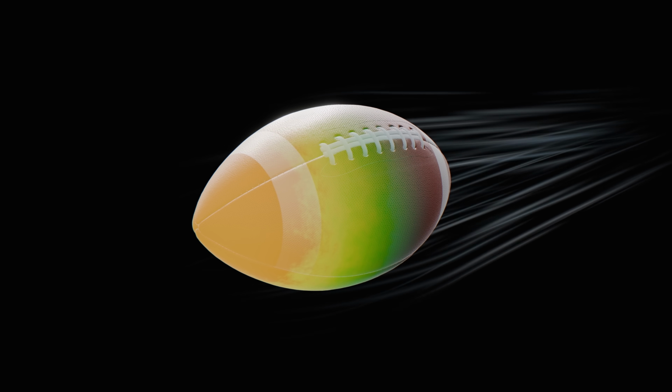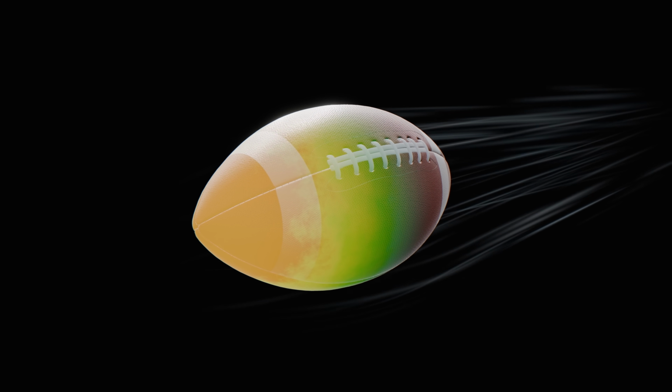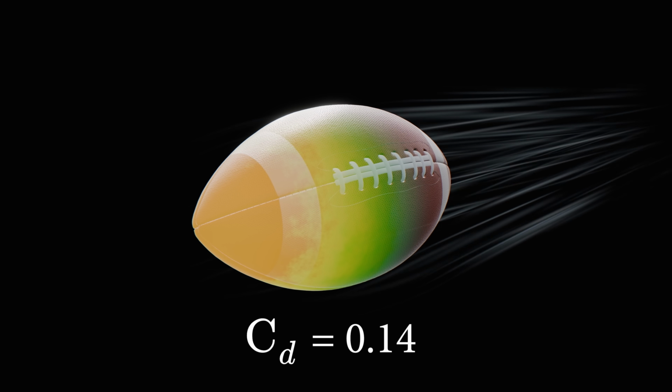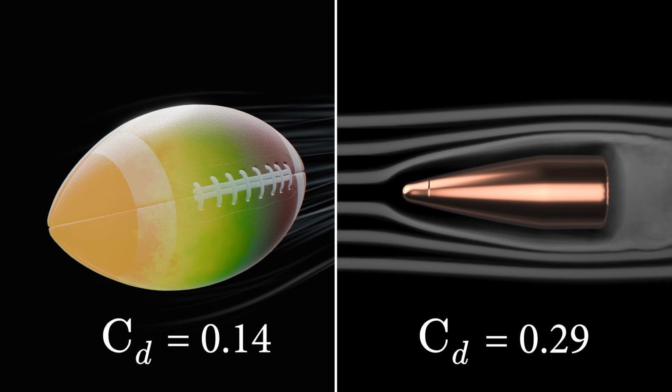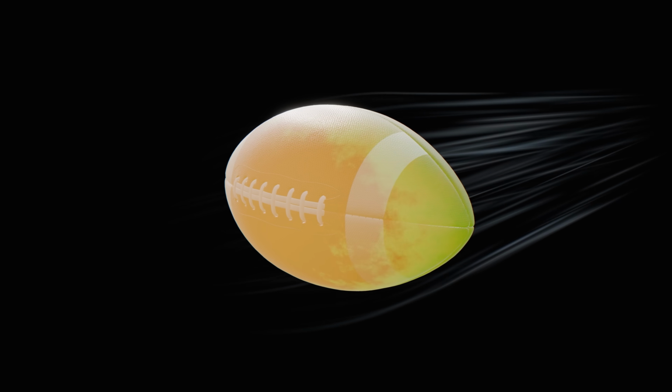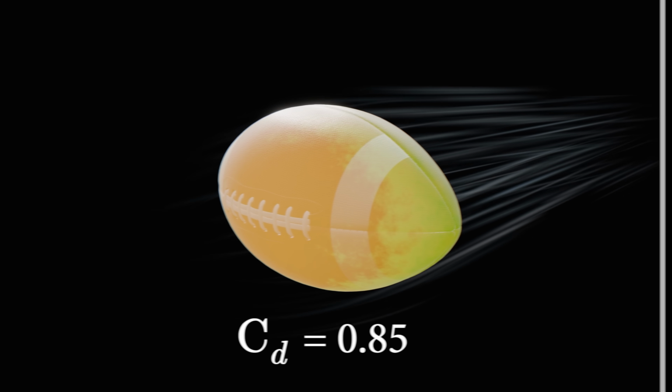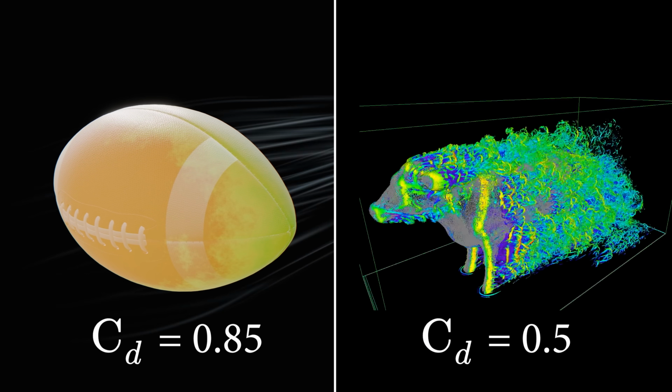Pointed straight in the direction of motion, a football is pretty streamlined with a drag coefficient of just 0.14. That's better than a bullet. But on its side, the drag coefficient is 0.85, which is worse than a cow.